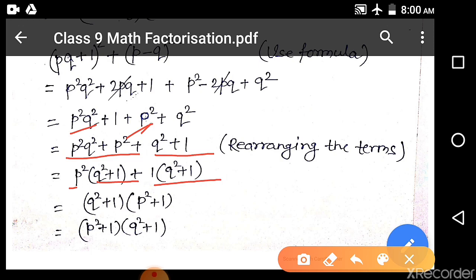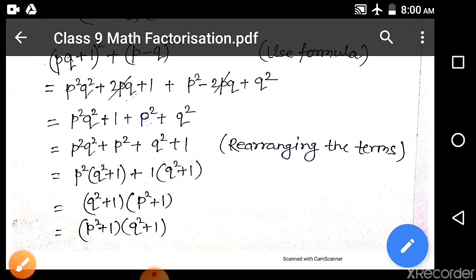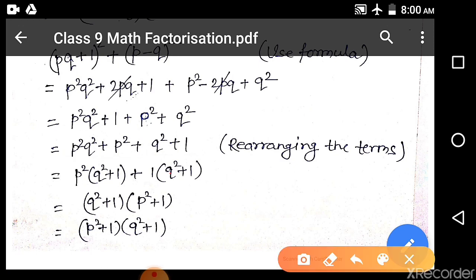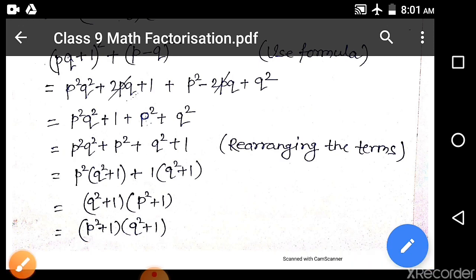Now we have two same terms, q square plus 1 and q square plus 1, two bracketed terms that can be taken out common, and this one is q square plus 1. And what is left? When this term and this term are taken out common, p square plus 1 is left. Now we can rewrite the terms: p square plus 1 whole into q square plus 1. So this is the factorization. Now come to the next step.